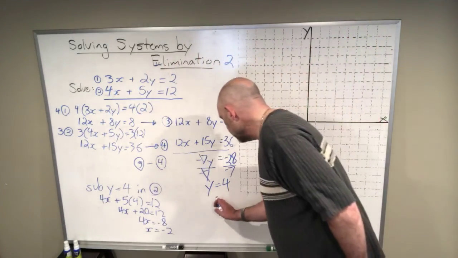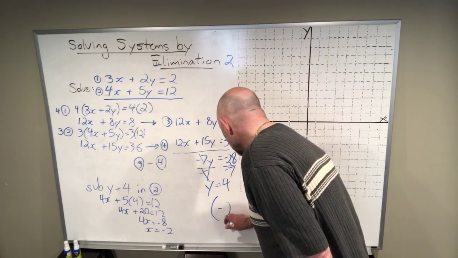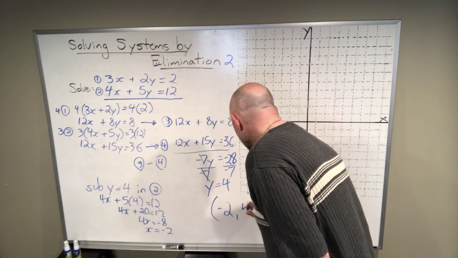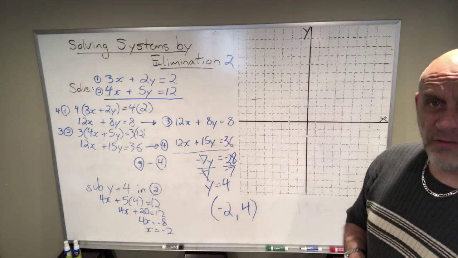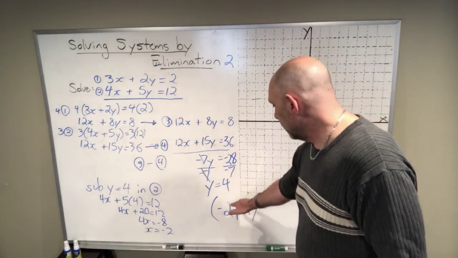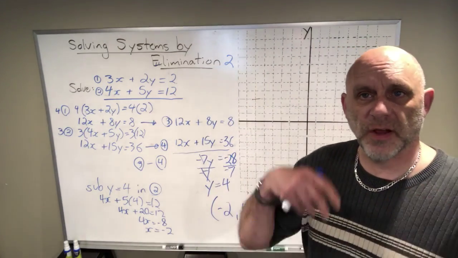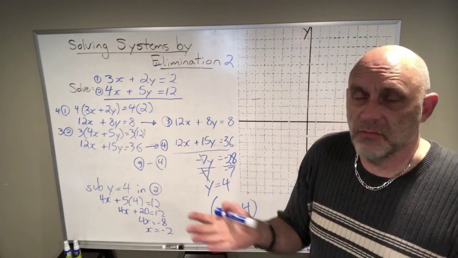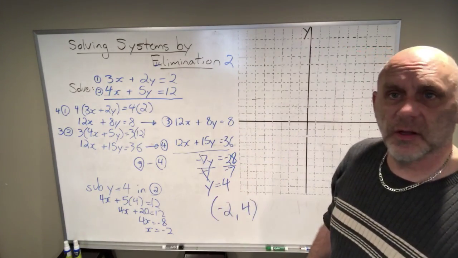So our big solution to this, where does it cross? Negative 2, 4. You want to show that you have the right answer? You can substitute these coordinates into both equations and make sure the left side equals the right side in each case. That means it's on both equations. If it's on both lines, it's got to be the intersection point.